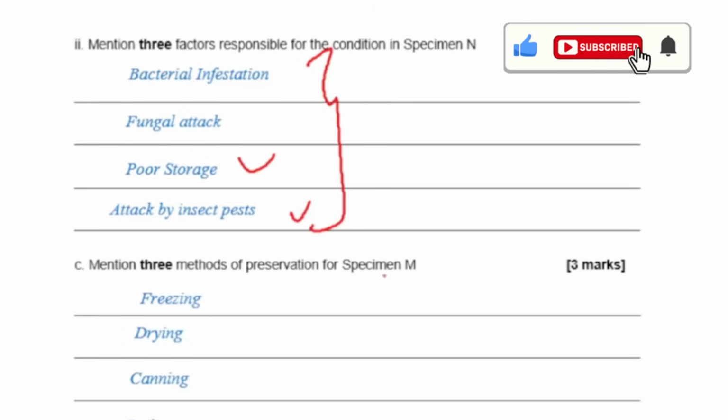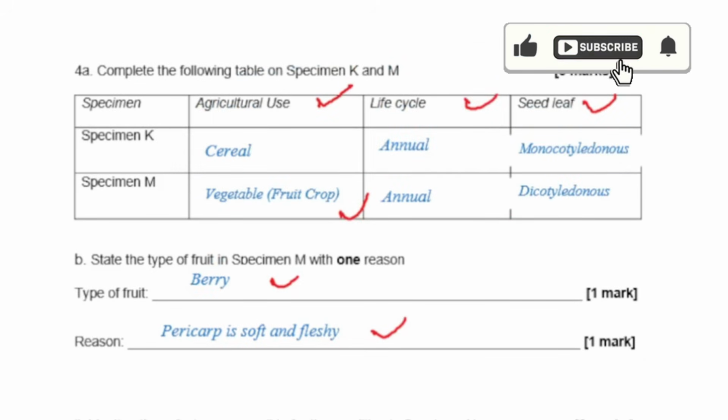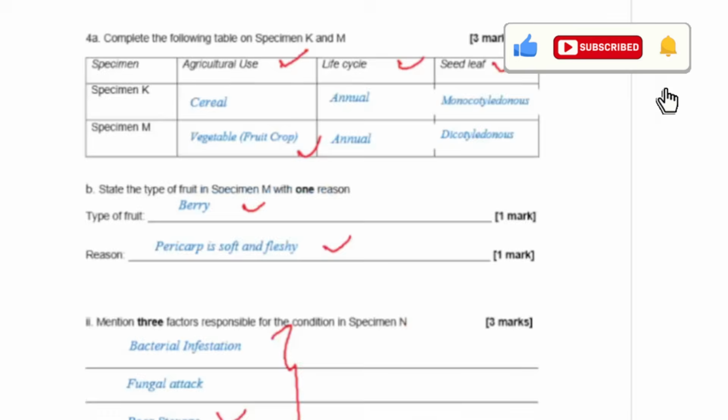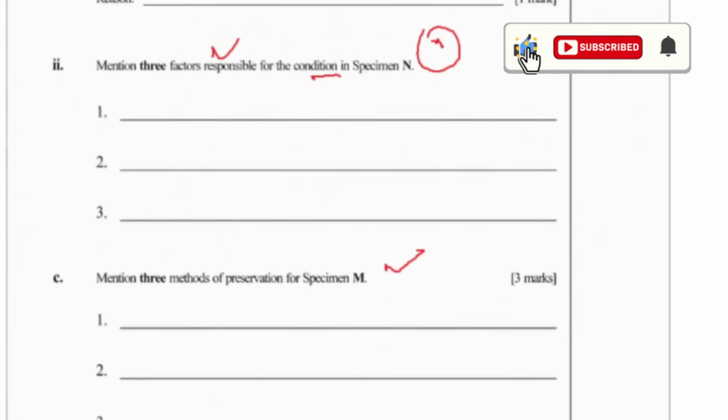And then you have methods of preservation. You have your freezing, drying, canning, and all of that. Okay, you have to take note of that. And then that's for that particular question. We are rounding up very quickly. We don't want to make this video very long.